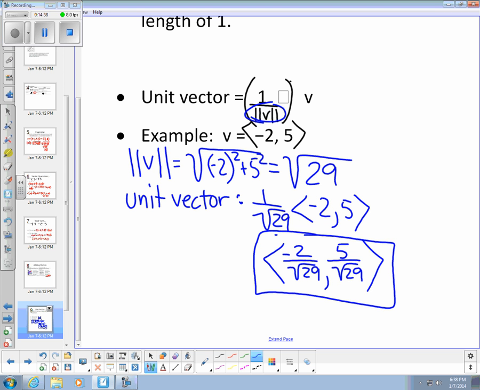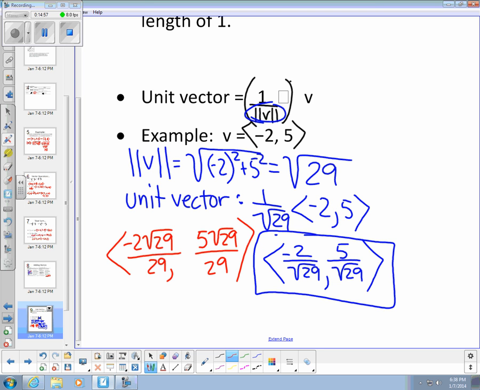Okay. If you're checking in the back of the book on some of your assignments, they will probably rationalize the denominators. So another way to write that answer out would be -2 square root of 29 over 29 and 5 square root of 29 over 29. But for our purposes, you do not need to rationalize. Okay, keep in mind again that chevrons are used for vector components to distinguish it from just a point on a graph. Okay, and be sure to summarize what we just did in these notes, okay, all of the different pieces of the notes.